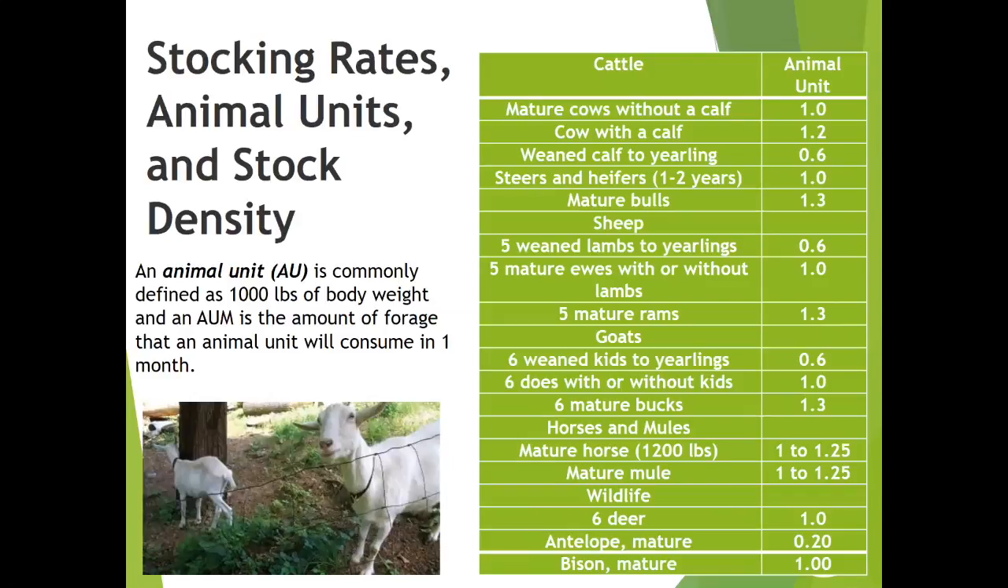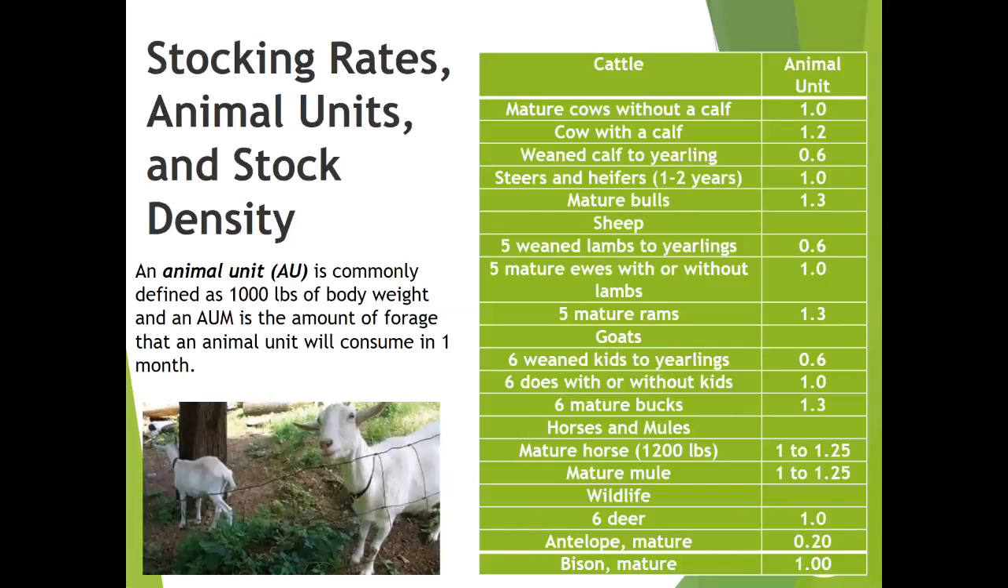So we have stocking rates, animal units, and stock density. An animal unit is commonly defined as 1,000 pounds of body weight. An AUM is the term we use to describe the amount of forage that an animal unit will consume in 1 month. So an animal unit per month is 1,000 pounds of animal weight and how much that animal will consume in forage in 1 month. The chart shown here lists the different animals and how many animal units those are.